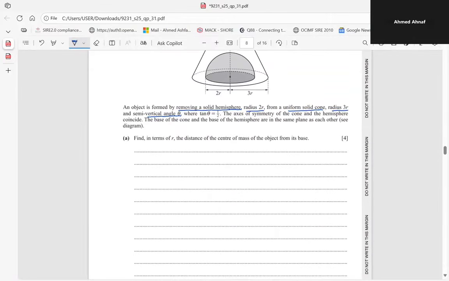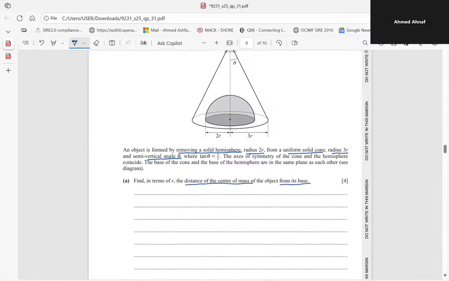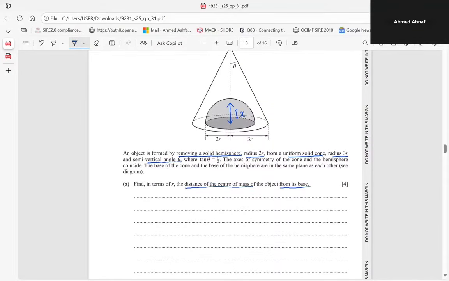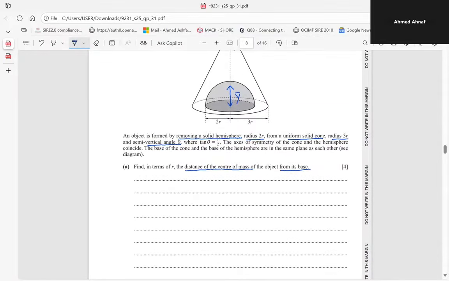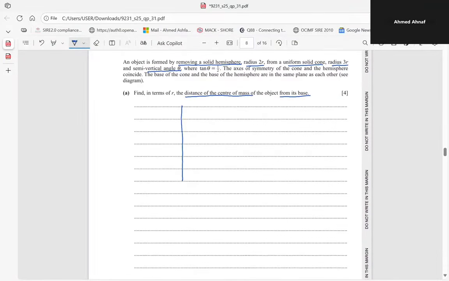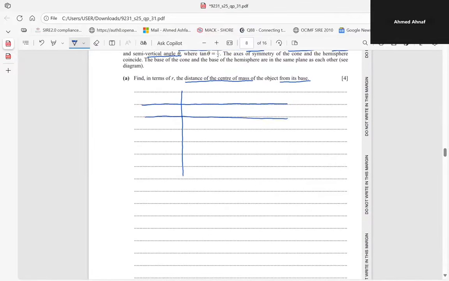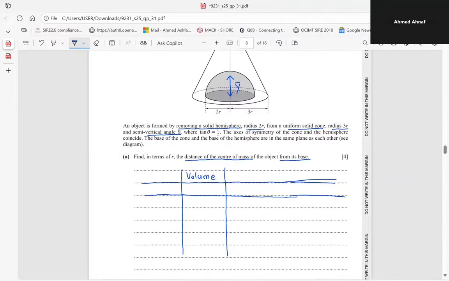For the first part, we have to find, in terms of r, the distance of the center of mass of the object from its base. So we have to find this distance in here. We'll let this distance be y bar, because it's a vertical displacement. To first find the center of mass of a 3D object, we're going to make a table. In the first column we fill out the volume, and then the centers of mass.